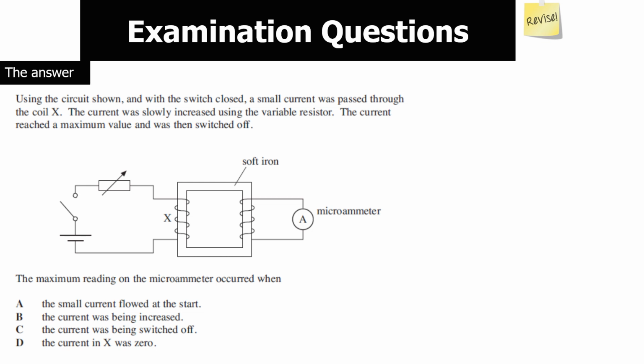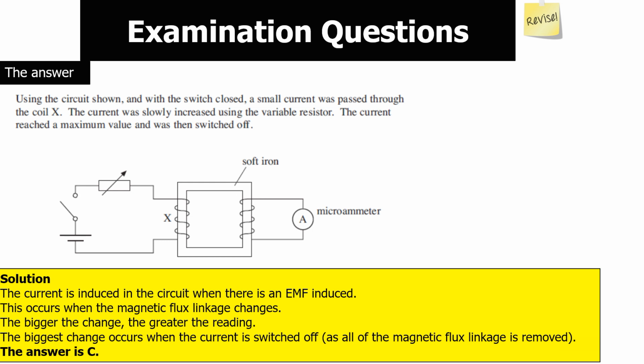Right, the answer is C, because the current is induced in a circuit when an EMF is induced. Now, an EMF induced is directly proportional to the change in magnetic flux linkage. So the bigger the change in flux linkage, the greater the reading. Now, the biggest change, either positive or negative, is when the current is switched off, because all of the flux linkage is removed. This gives you the biggest change, so our answer is C.